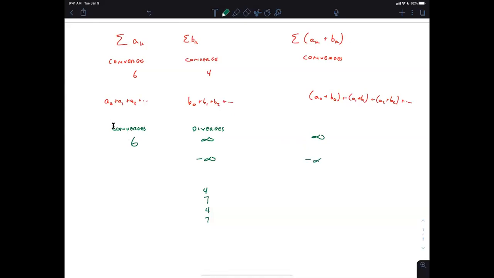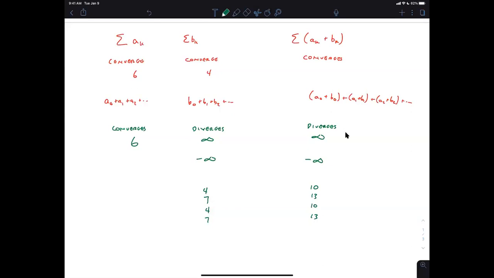Now, what happens if this one bounces 4, 7, 4, 7 and this one's 6, then what's this one going to do? 10, 13, 10, 13. No matter what, does the one over here converge or diverge? It diverges. So if you add two series and one of them converges and the other one diverges, then the total diverges as well. Does that make sense to everybody? We clear?